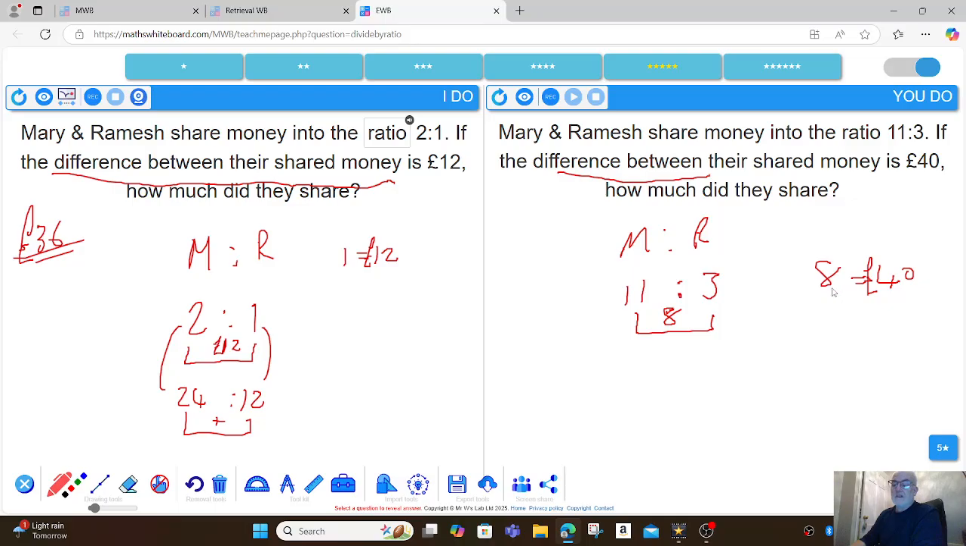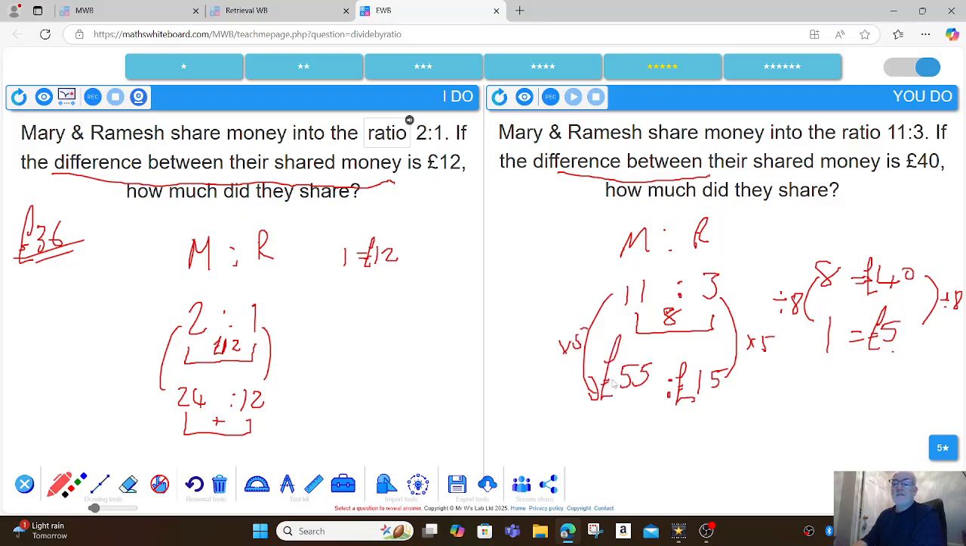Okay, so if I can easily find 1 part, let's divide that by 8. Divide 40 by 8 gives me £5. So if £5 is 1 part, times that by 5, Ramesh has £15, times 11 by 5, Mary has £55. Okay, how much did they share? 55 plus 15 is going to give me £70 in total.